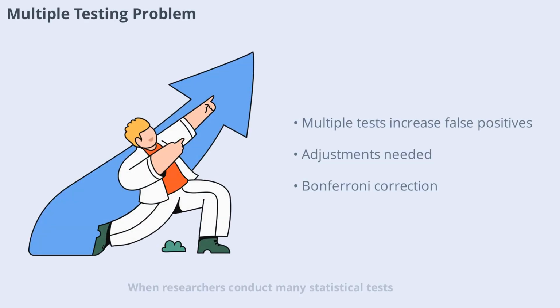When researchers conduct many statistical tests, the chance of finding at least one significant result just by chance increases. This is known as the multiple testing problem. It's important to adjust for multiple comparisons to avoid drawing false conclusions from random findings. Methods like the Bonferroni correction are commonly used to address this issue and maintain the integrity of statistical inference.